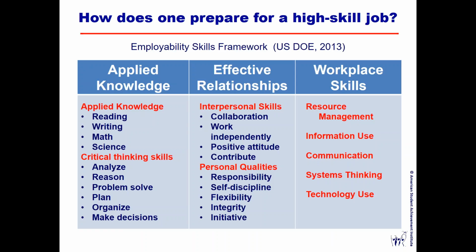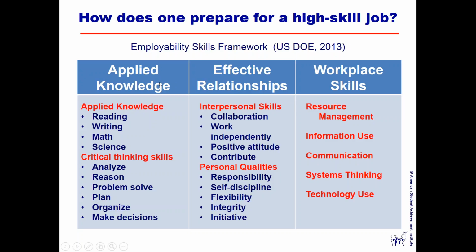So, okay, here's one way to look at academic rigor. This was a study that I really liked that the U.S. Department of Education put out in 2013, and it's called the Employability Skills Framework. They were looking at how one prepares for a high-skilled job, and they put together a big think tank of business and industry and educators. And they decided that we needed to look at rigor in three areas.